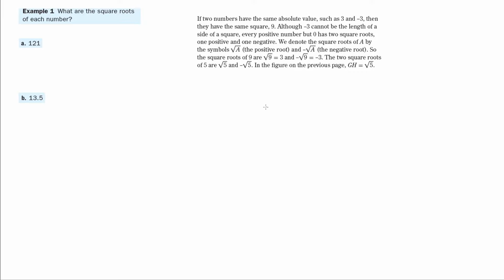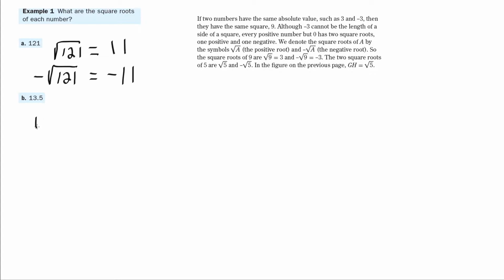Okay. What are the square roots of each number? You'll notice it says roots, plural. We've just talked about this. So what's the square root of 121? Well, that means what squared is 121, which is 11. Well, that's one root. What's the negative square root of 121? That equals negative 11. So our answer is 11 and negative 11, because a negative times a negative is a positive, 121.